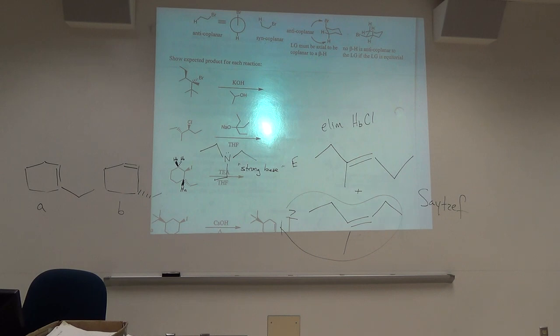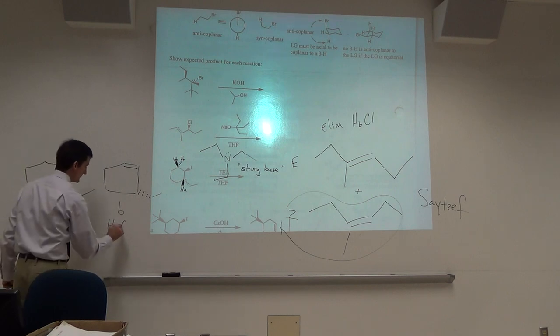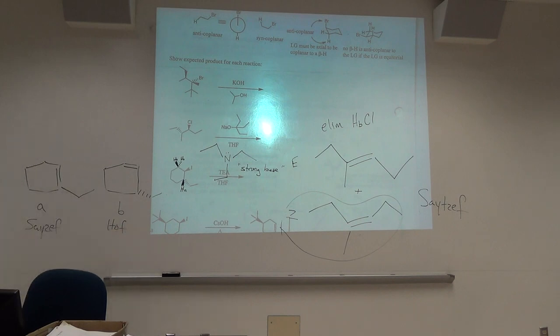Which one's going to be formed? Let's label them as Zaitsev and Hofmann. Which one's Zaitsev? And this one's Hofmann. More substituted, less substituted. Which one would you like to make? Or who cares about you? Which one would nature like to make based on thermodynamic rules? Thermodynamically, this is the favorite one.